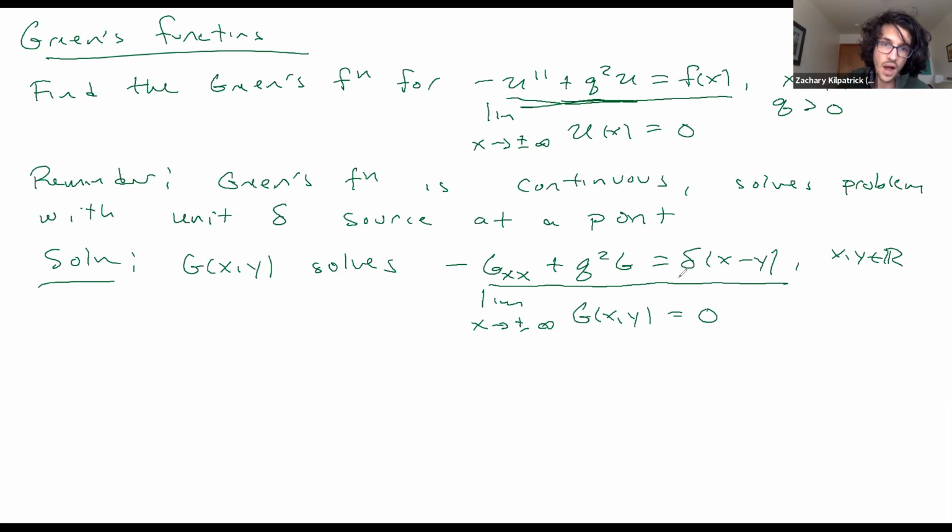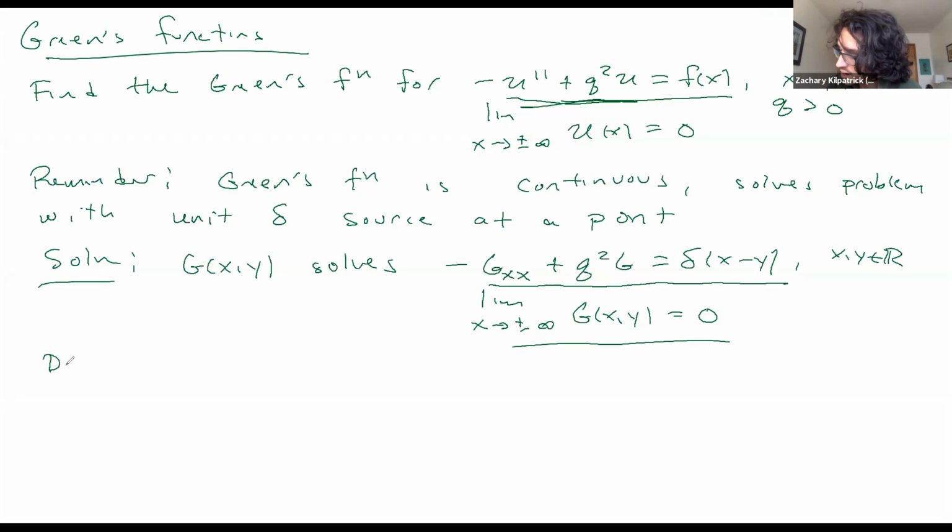You solve it to the right of the singularity, you solve it to the left of the singularity, and then you say, when I integrate the differential operator acting on G across the singularity, I should get 1. Okay, and that should constrain everything along with your boundary conditions. Okay, so let's see what this looks like.